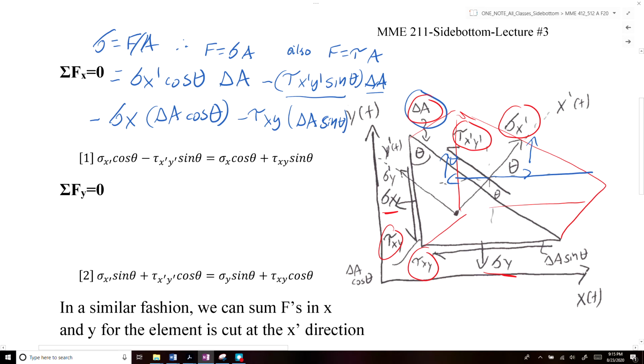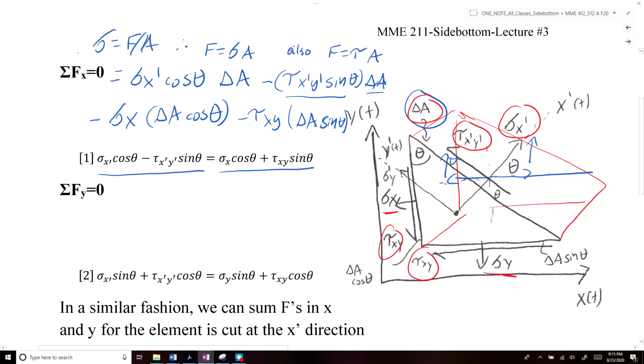All right? If we rearrange this equation, we can put the prime terms on one side of the equation and the unprimed terms on the other side of the equation. And we can divide both sides by delta A, and we end up with equation number 1. Okay? In a similar fashion, we can do the same thing for the sum of the forces along the y direction.